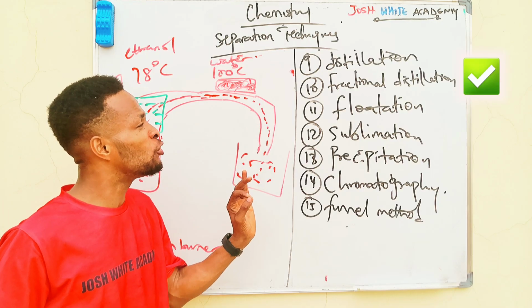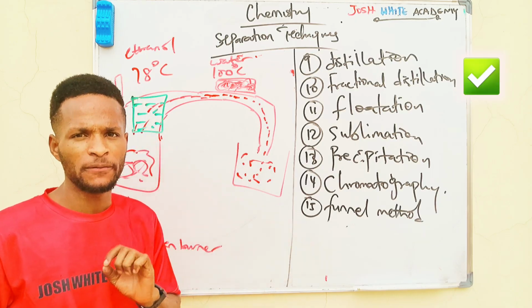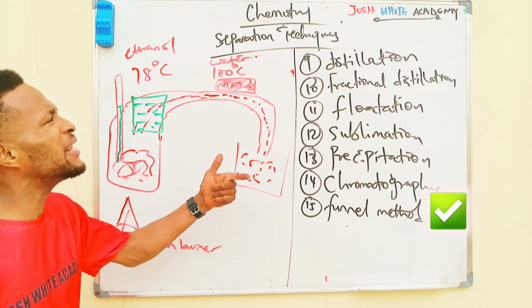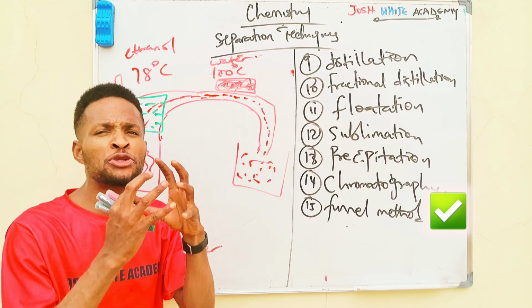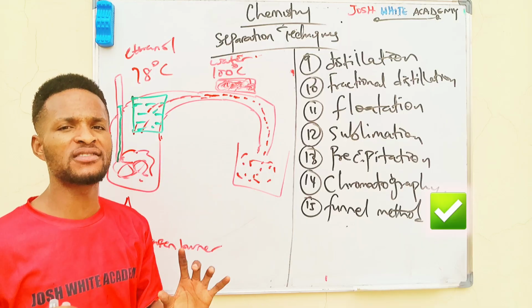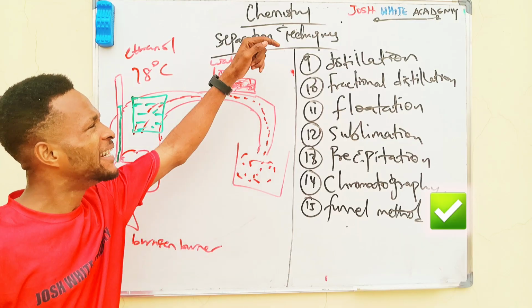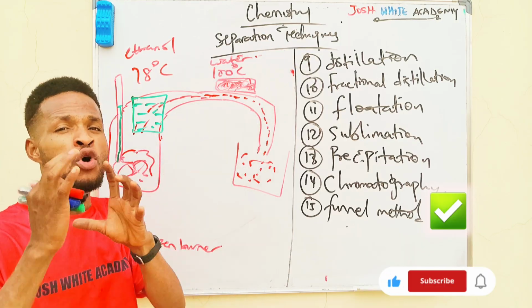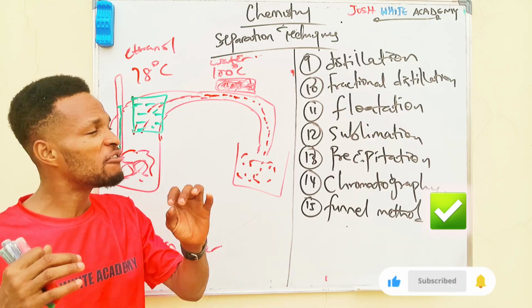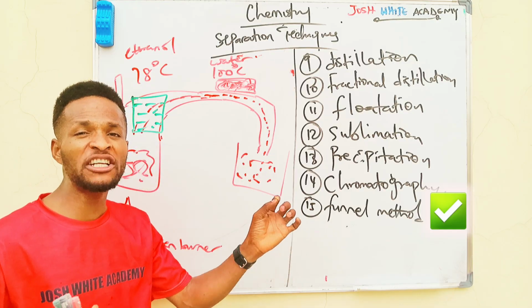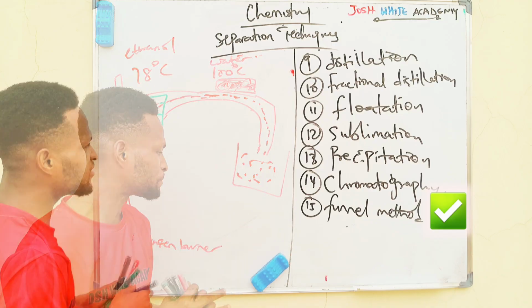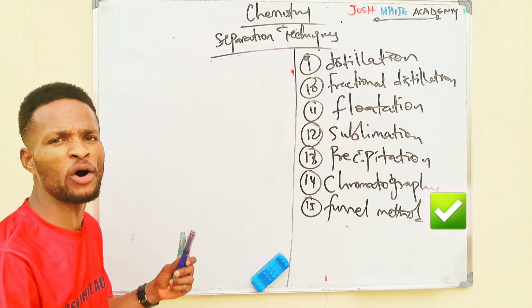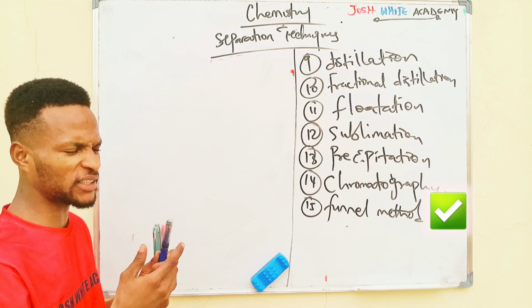Now, before moving to flotation, let's take the funnel method. Unlike distillation, the funnel method is used to separate two immiscible liquids. Now remember, distillation is used to separate two miscible liquids. Funnel method, or separating funnel, is used to separate two immiscible liquids. For instance, palm oil and water, or kerosene and water.